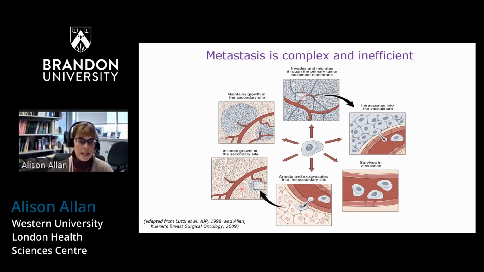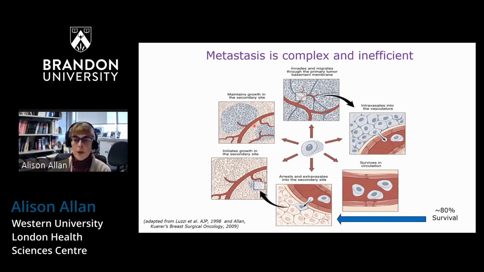And at the secondary site, the tumor cell has to then not just survive as a single cell, but initiate growth into a bigger metastasis. And then it also needs to maintain growth in that secondary site. Eventually a metastasis, if left untreated, will grow to the point where it can also start the whole process again, going back into the bloodstream and seeding secondary metastases.